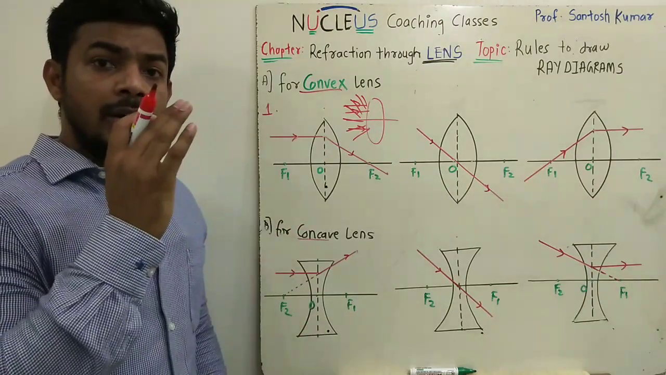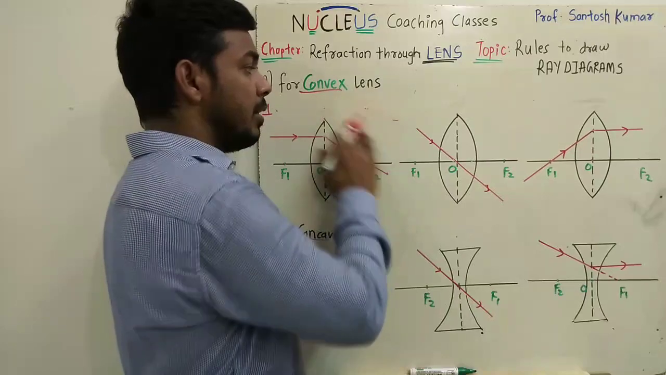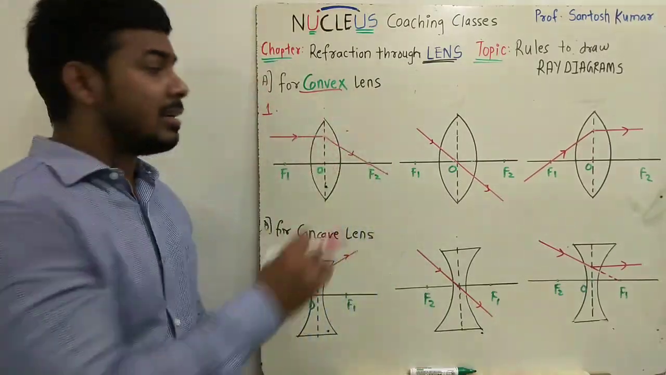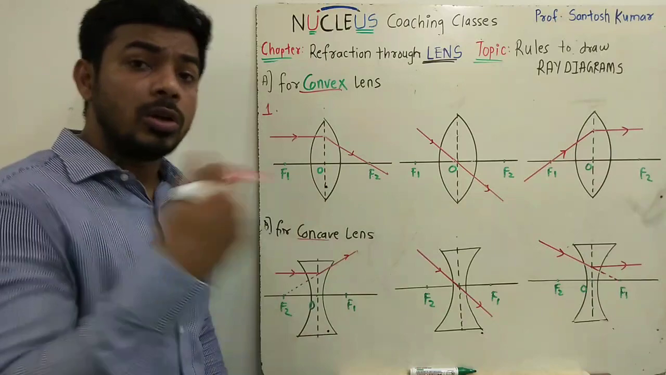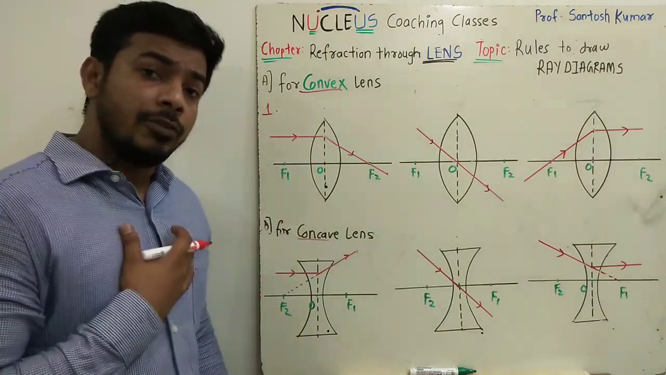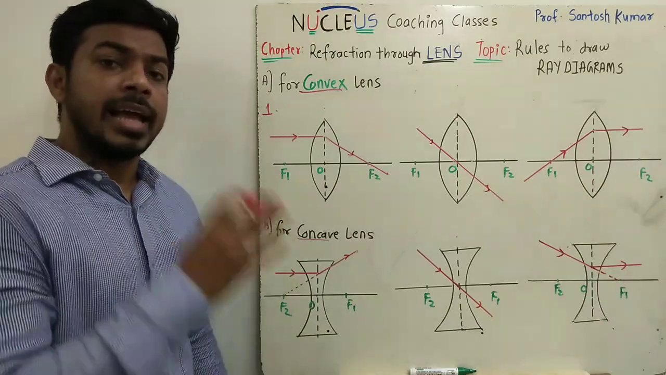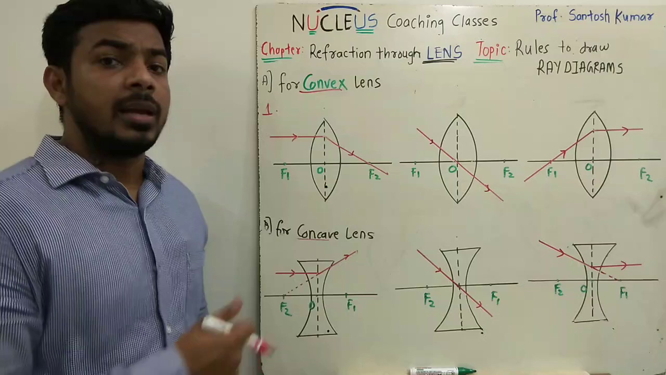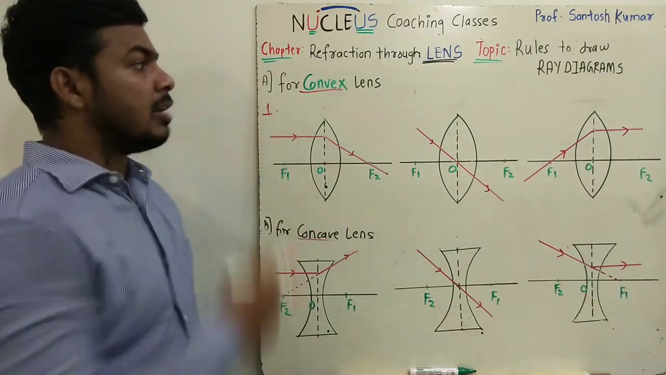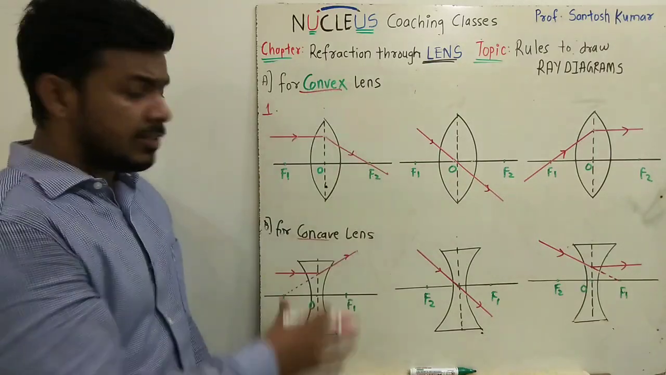So from a simple point of view, or to make this concept very simple, we will consider some standard rays for which we know the value of refracted rays. That means for some standard rays we would know where the refracted ray will be, and this will make the ray diagram very simple to obtain the image of an object. So let's start with the convex lens, where we have got three rules for convex as well as concave.